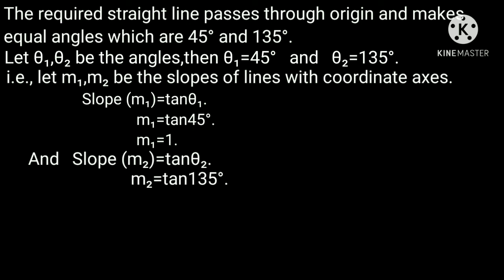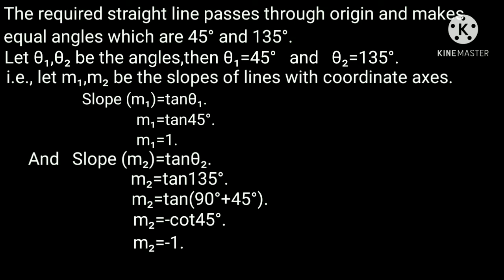Here we don't know about tan 135 degree value. Then we will split into 90 plus theta form. Then m2 equal to tan 90 plus 45 degrees. We know that tan 90 plus theta value equal to minus cot theta. That is m2 equal to minus cot 45 degrees. Here substitute cot 45 value, then m2 equal to minus 1. Now we have to find out the straight line equations.